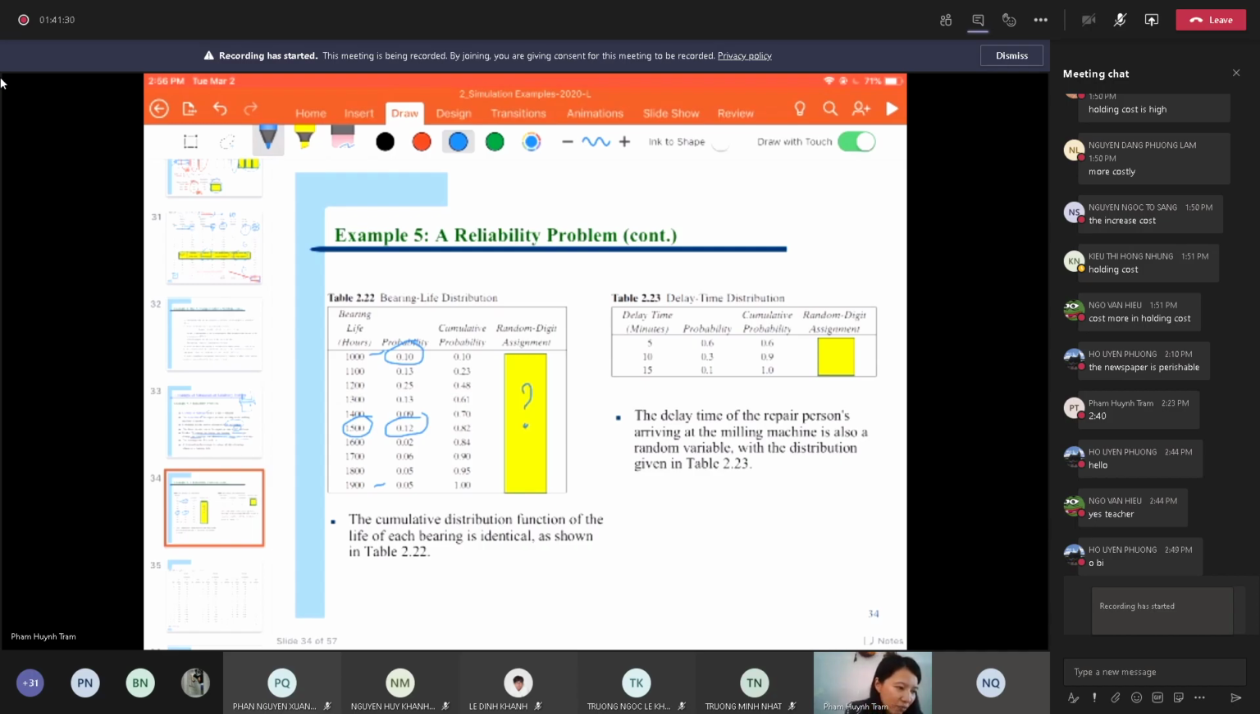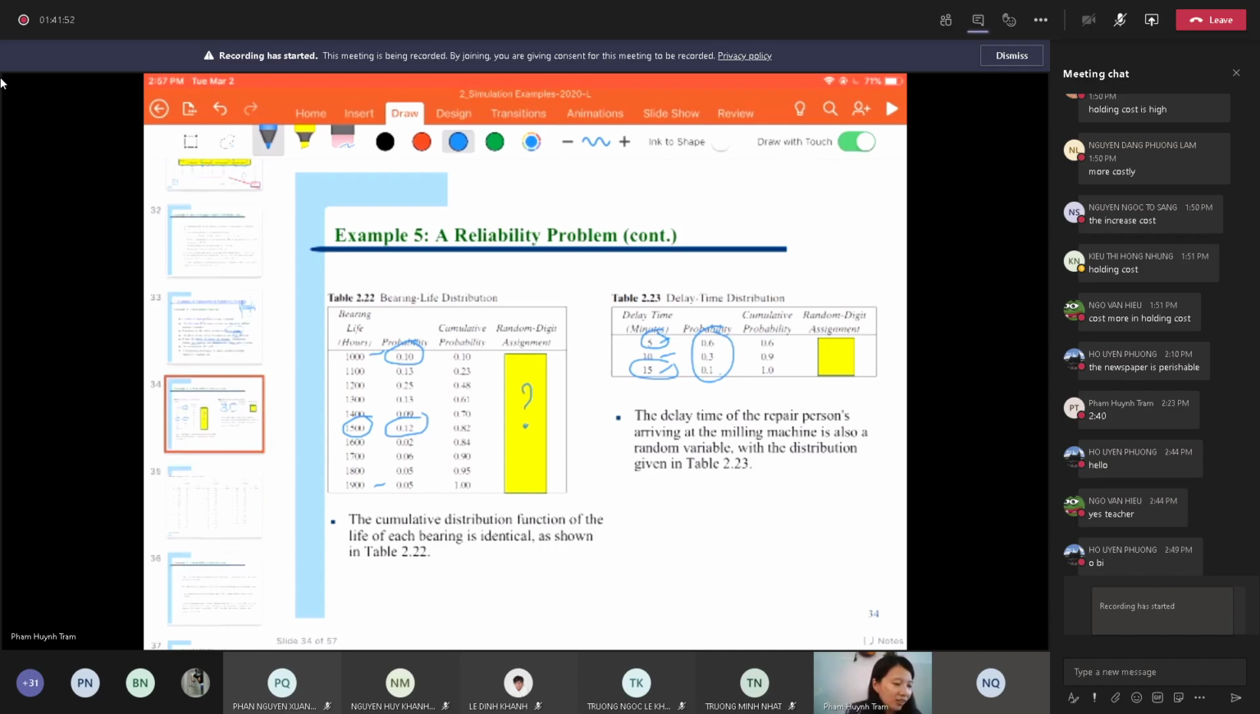Now this is the delay time distribution. The delay time may vary from 5 minutes, 10 minutes, and 15 minutes with this probability. Most of the time, 60% of the cases will take 5 minutes, but 10% of the cases take 10 minutes, and 10% of the cases take 15 minutes.